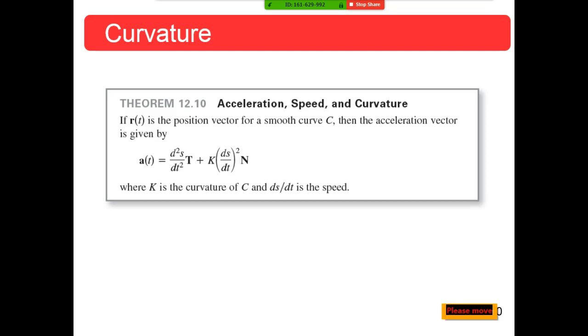Now what that is: ds/dt is your speed, so this is the first derivative of your speed, the second derivative of your arc length parameter, plus your curvature, K, I want to say kappa, but K, times (ds/dt) squared, times N. ds/dt is the speed, K is the curvature, and the second derivative of s with respect to t would be the first derivative of the speed as a function of time in terms of the arc length parameter.